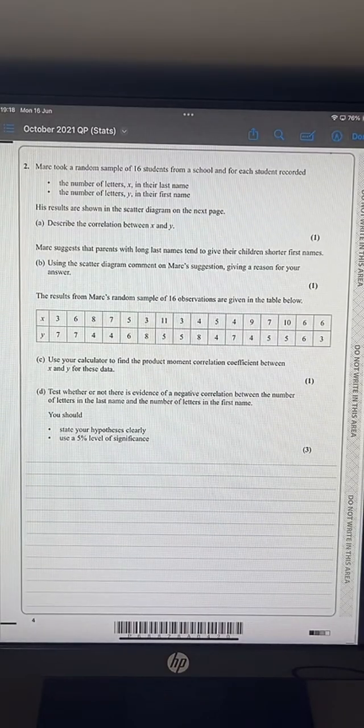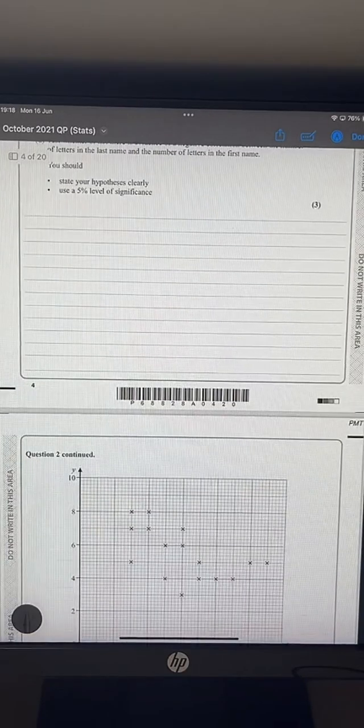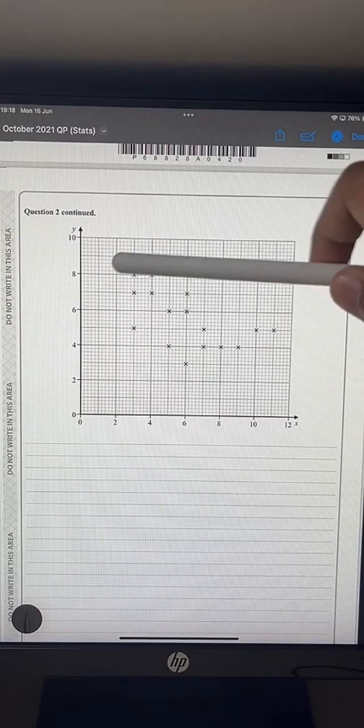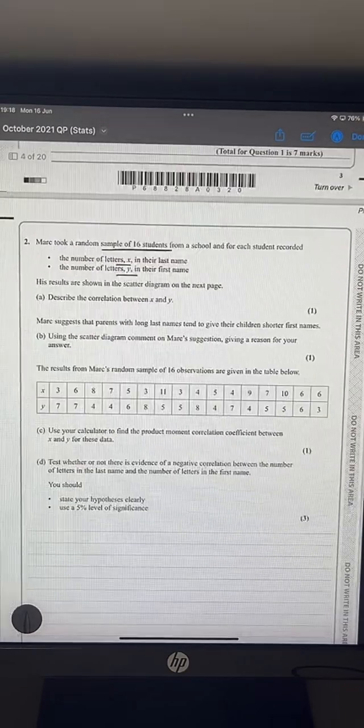All right, question 2. Question 2 is quite a nice question as well. I like this type of linear regression question. Mark took a random sample of 16 students from a school, and for each student recorded the number of letters of X in their last name and Y in their first name. His results are shown on the scatter diagram on the next page. So I'm going to quickly show that to you guys. There's the thing, so you've got last name, first name. Sorry, other way around. Oh no, yeah, that is the way around. Okay, cool.